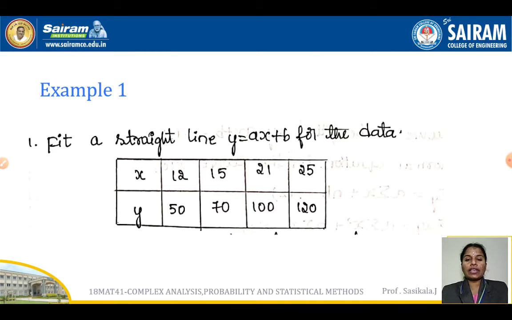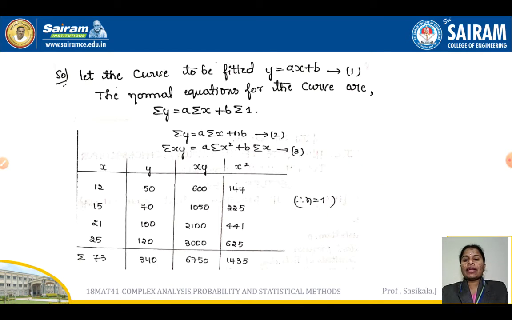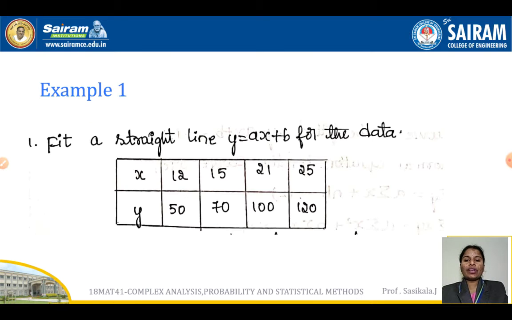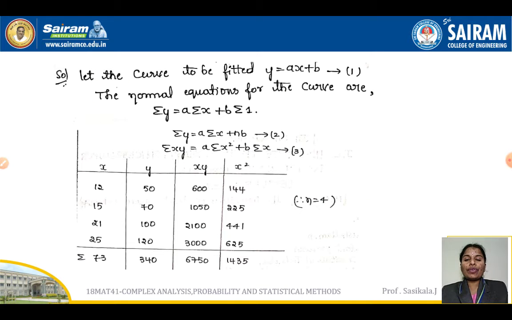So fit a straight line, y is equal to ax plus b, for the data. X is given 12, 15, 21, 25. Y is 50, 70, 100, 120. Then the solution. Actually we have to fit a straight line of y is equal to ax plus b. So to get the a and b values, we have to use the given x and y data. For that we have normal equations for a straight line.